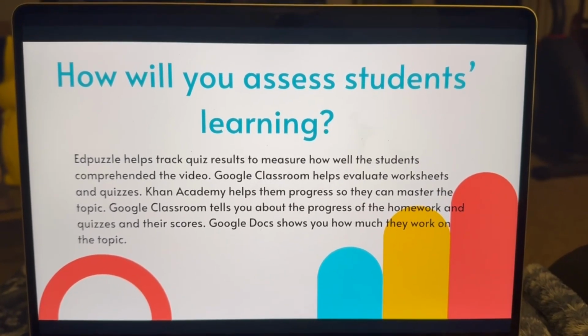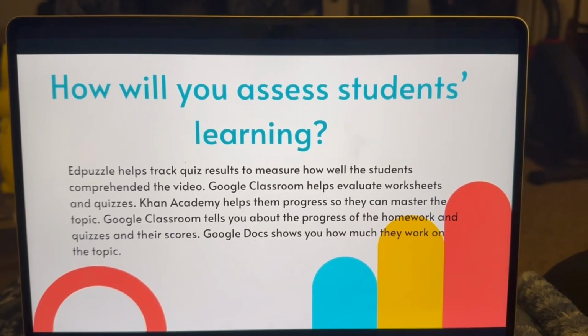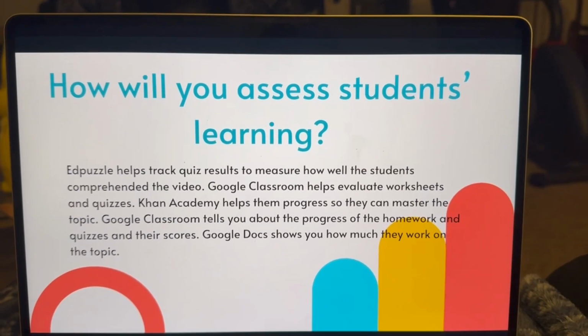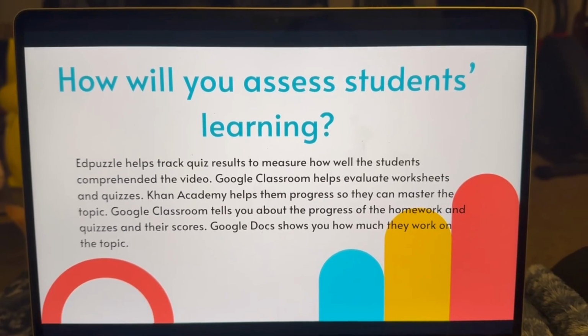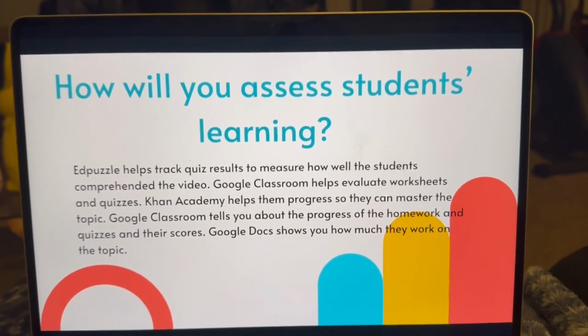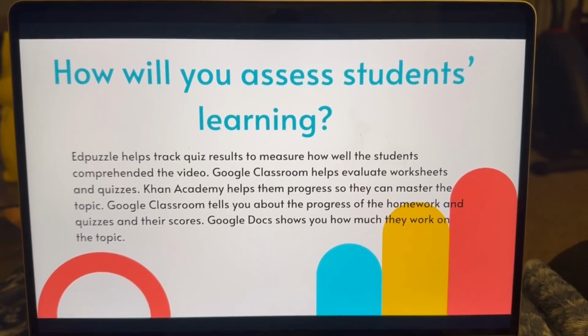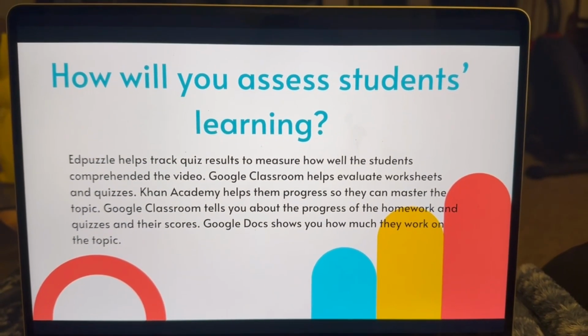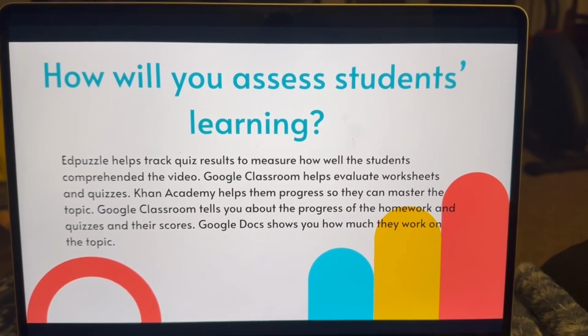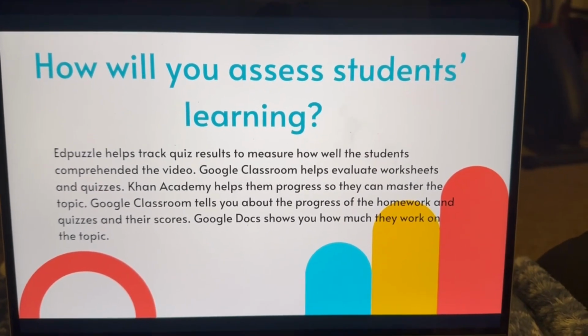Since it is credit recovery and they are on different subjects and different grade levels, you're going to be all over the place while teaching them. And you won't know where they are unless you look. So all these websites will allow them to help assess that learning and to fully understand what they are trying to learn and how well they know it.